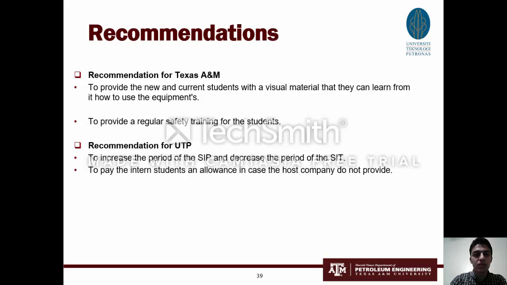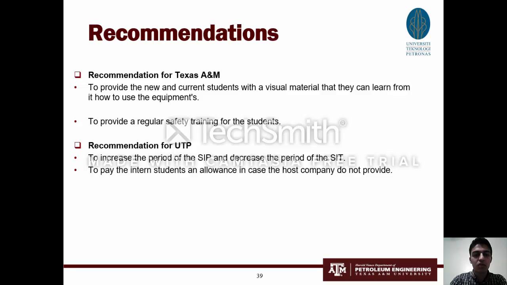Some recommendations for Texas A&M and for UTB. To provide the new and current students with visual material that they can learn from on how to use the equipment, and it can be a reference for them. To provide regular safety training for the students.